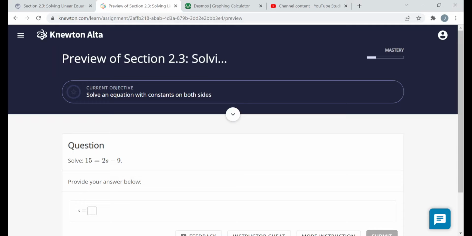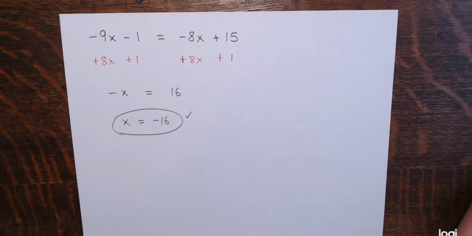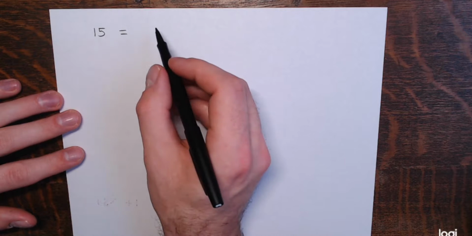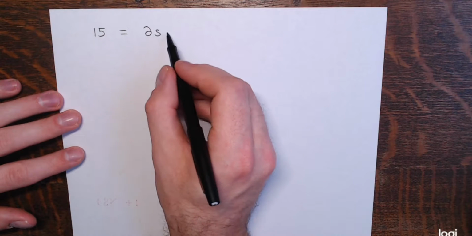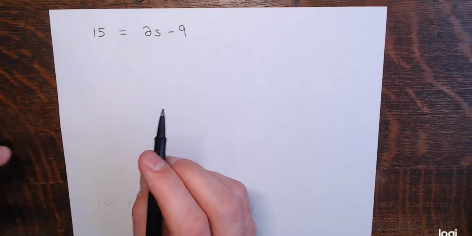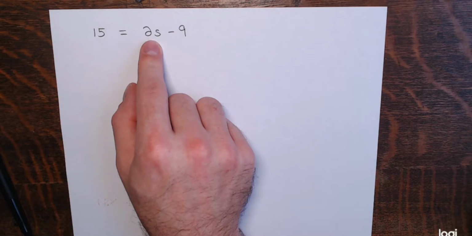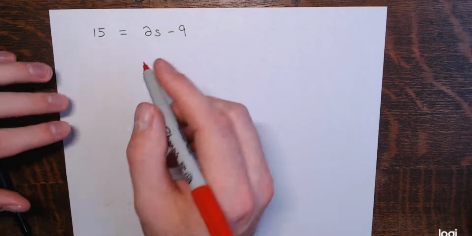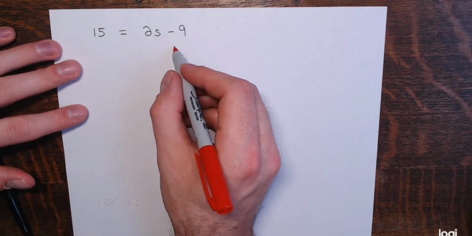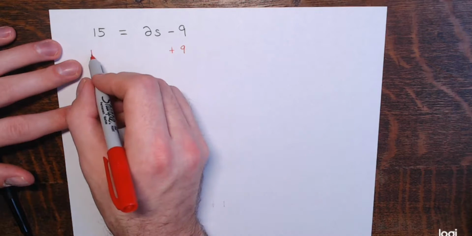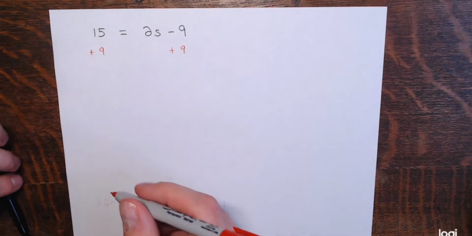All right, so here we'll write this out. We'll solve for s. Got 15 on the left equals 2s minus 9. And the only term with a variable is this 2s, and it's already on the right side, so let's just keep it on the right side. And then get rid of the negative 9 because it doesn't have a variable by adding 9. And I do that to the other side as well.